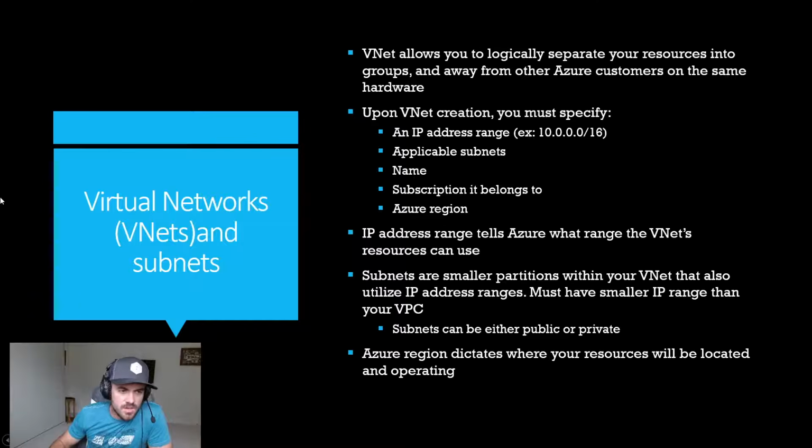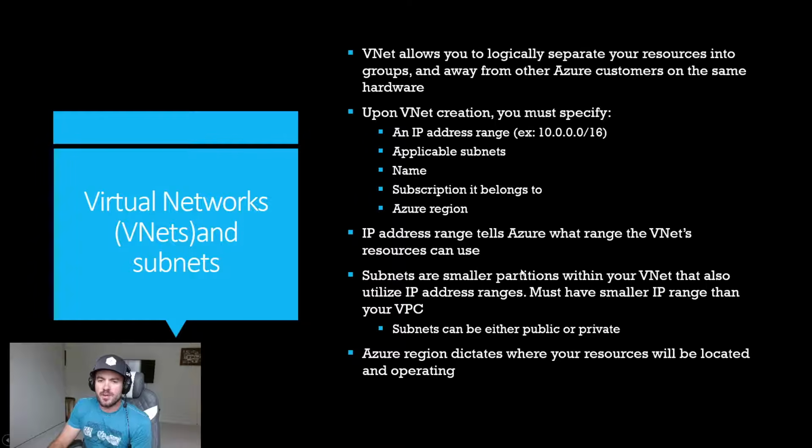Okay, so virtual network, aka VNet, and subnets. You've got VNets, which are the larger portion of this. They allow you to logically separate your resources into groups and away from other Azure customers that will potentially be using the same hardware. So upon VNet creation, you need to specify an IP address range. That basically means, when your resources are in this VNet, what's the range of IP addresses they can hold. Okay. You need to specify which subnets are going to be in it, the name of the VNet, the subscription it belongs to, and which region it's going to be in. Okay. Again, IP address range tells Azure what range this VNet's resources can use.